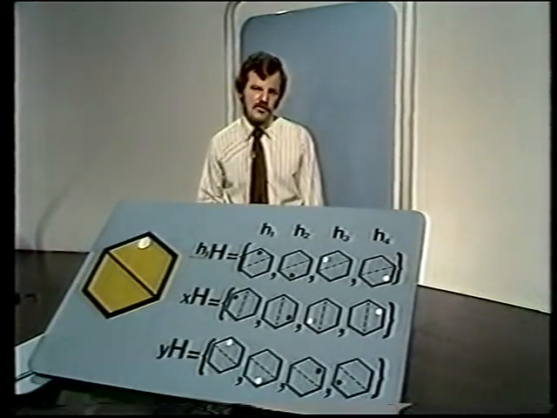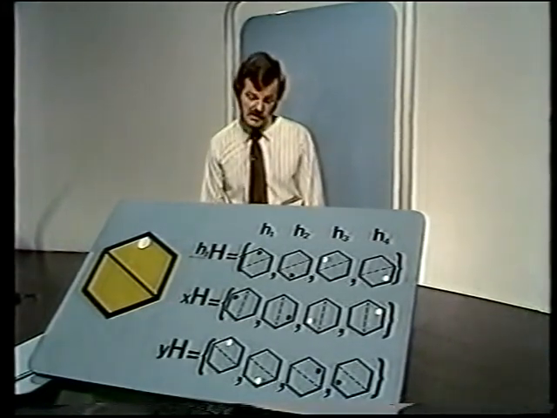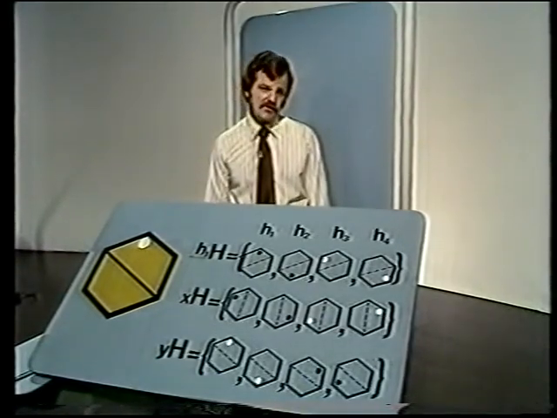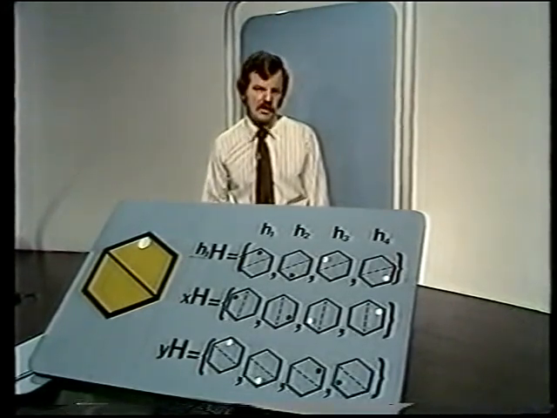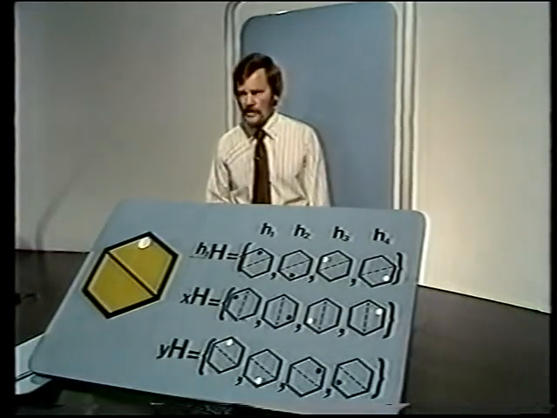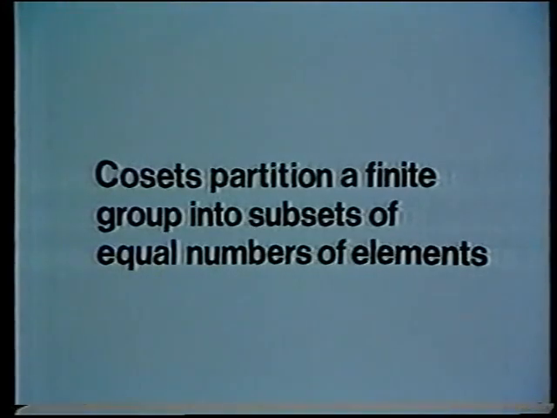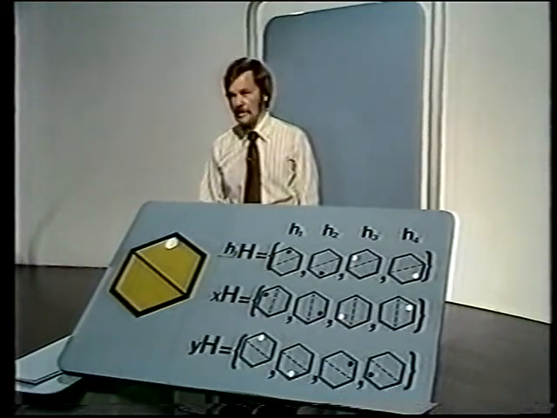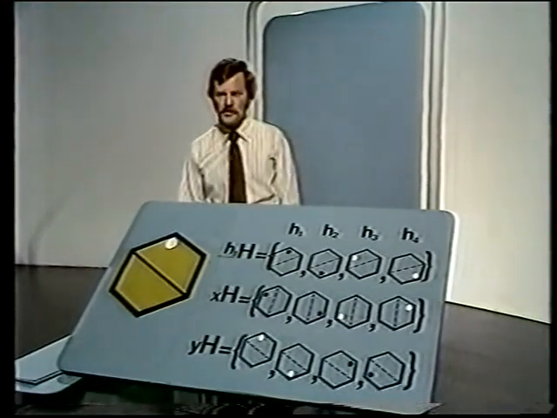The cosets of our group have partitioned the group into distinct subsets of 4 elements. And in fact, this will happen in general. For any group and any subgroup, the cosets of the subgroup always partition the group. And in particular, if we look at a finite group, then each coset will also turn out to have the same number of elements as the subgroup. So cosets partition a finite group into subsets of equal numbers of elements. And that's the basis of Lagrange's theorem. But before we move on to look at that, let's look at one more example of how cosets partition a group.